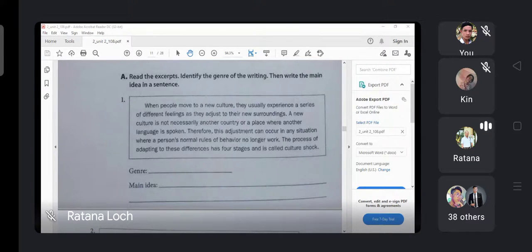Take this reading and identify the genres and the main ideas of each paragraph.